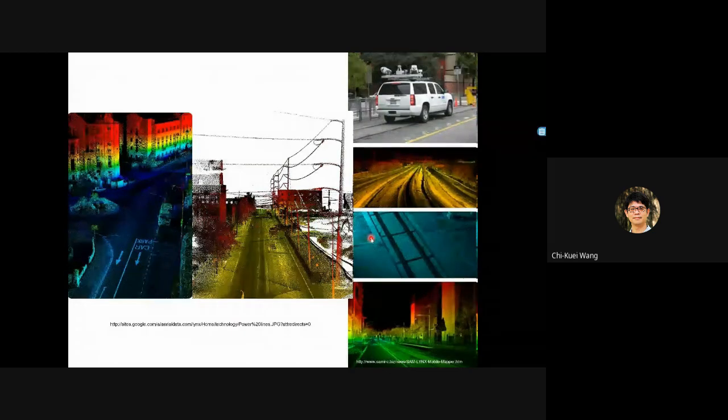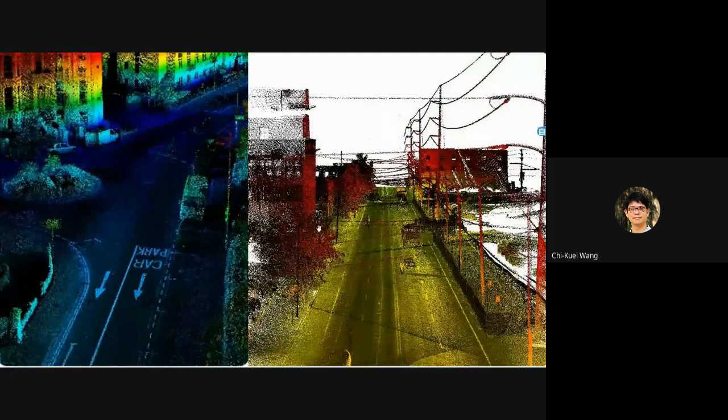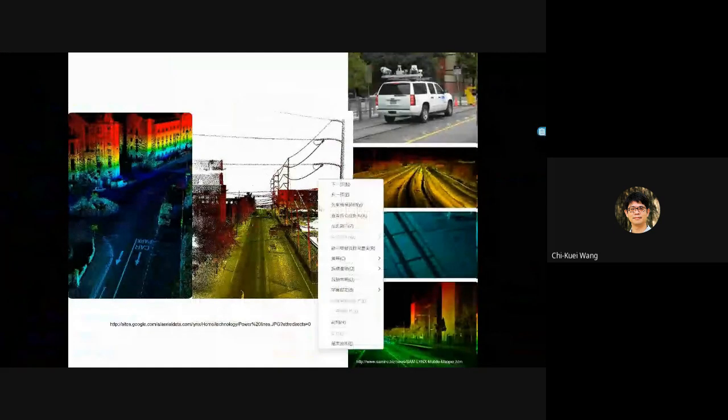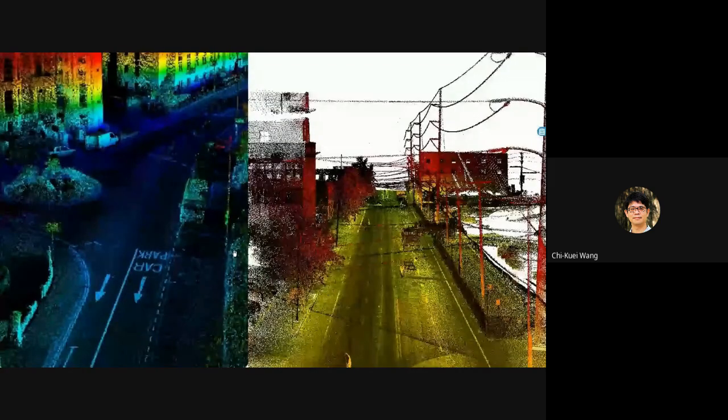So if you drive through a city, you can see a lot of things can be measured, because the data has been collected already. You can see all the poles, and all the cables, and you can see the landmarks.